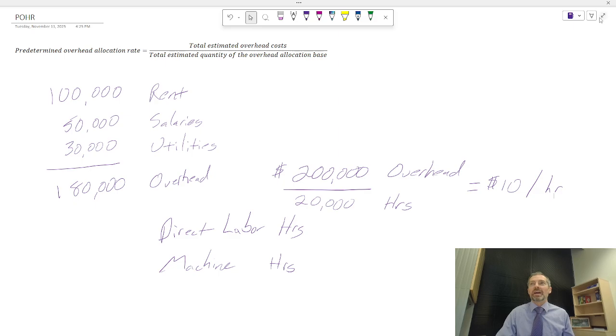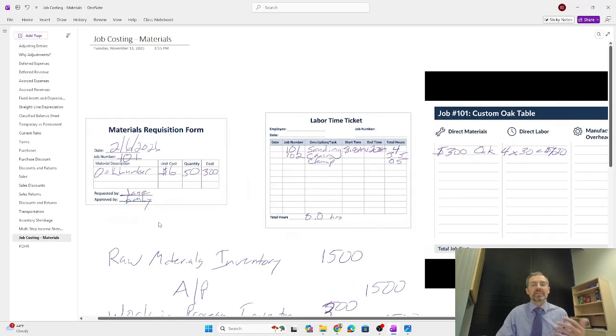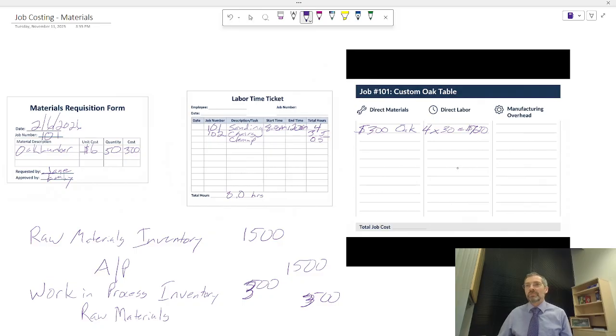So let's just go back to our job cost sheet and see how this is applied. Again, we have calculated an estimated rate of $10 per hour. We are done with this table, and all we have to do is now apply the manufacturing overhead, saying, all right, we spent 4 hours, or Jane spent 4 hours on this table. Our overhead rate says it's $10 per direct labor hour. We need to add another $40 onto this table to cover the glue, to cover the electricity and the rent and the insurance. So this table cost us an extra $40.